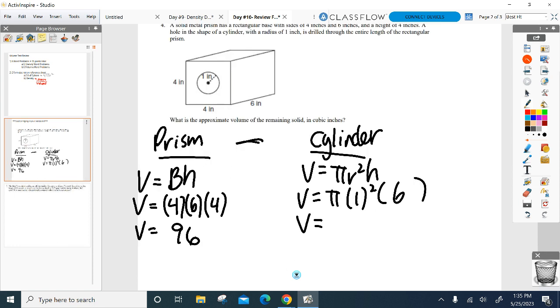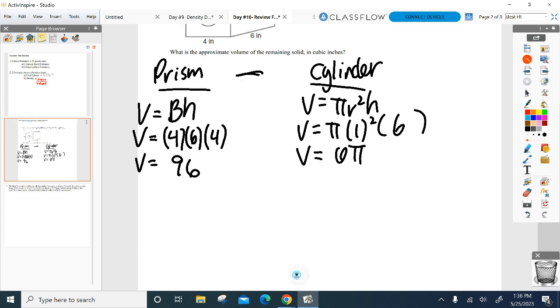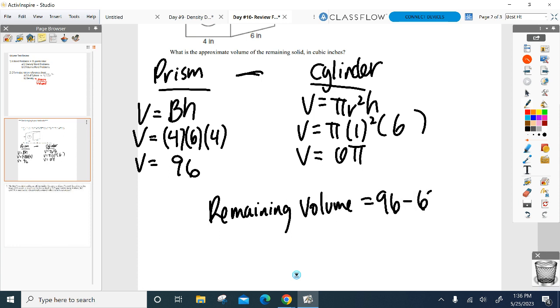Again, write out all the numbers if you want. I'm just going to leave mine in terms of pi here, so I don't have to write out everything. What am I here in terms of pi? 6 pi. So now the remaining: 96 minus 6 pi. I'm going to go nearest whole number here, even though there are none.